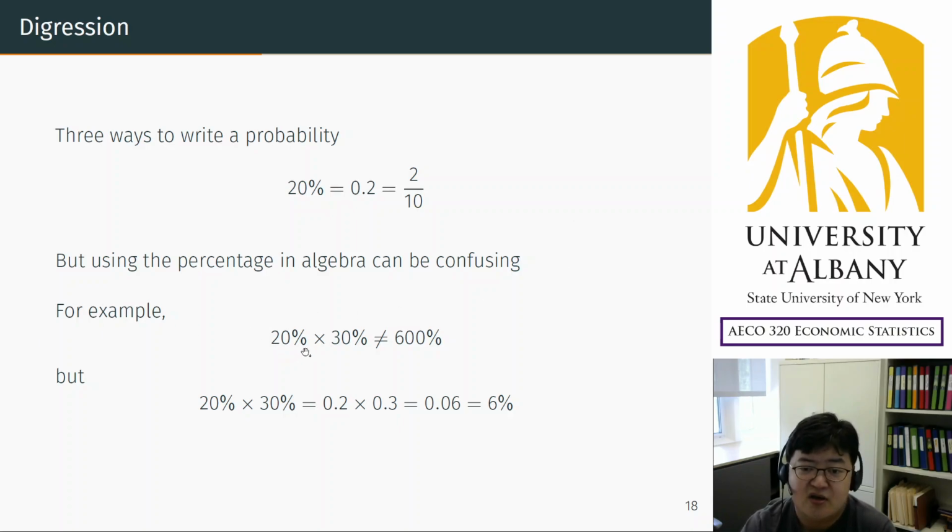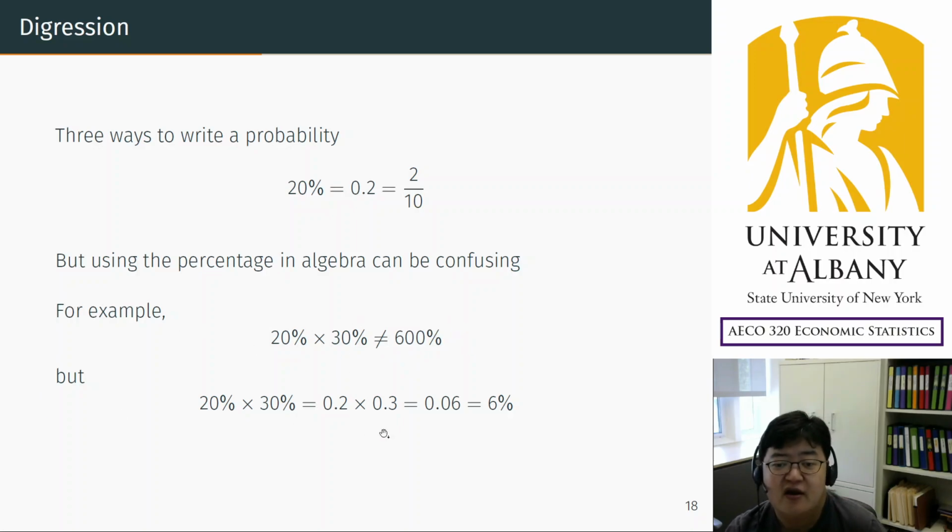For example, 20% times 30% is not 600%. This is a typical mistake. It happens because we use percentage as a unit. You have to calculate this as 0.2 times 0.3. These are numbers again, numbers. So transform them into numbers and then calculate the multiplication, and then if you want, reconvert the result to percentage. So the answer should be 6%, not 600%.